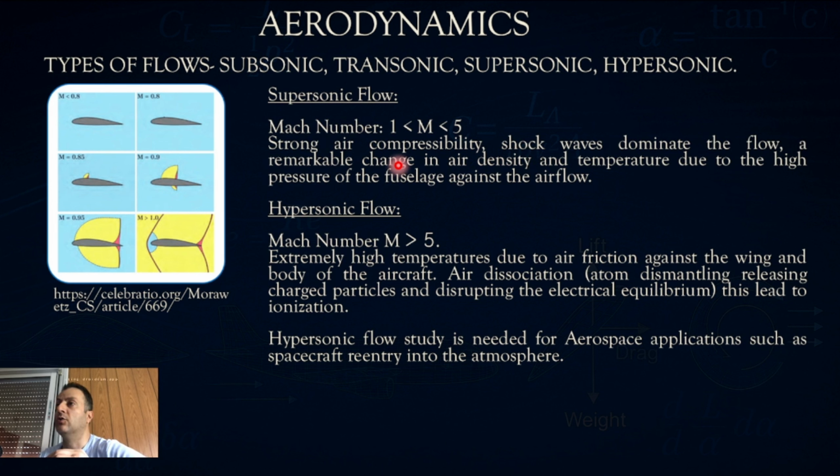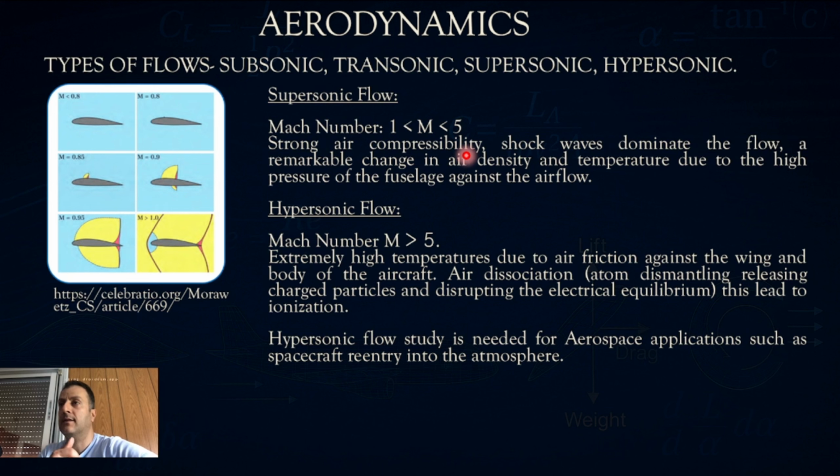A remarkable change in air density and temperature, what we spoke about, due to the high pressure of the fuselage against the airflow. So in other words, to put them in order, when you get M greater than 1 and less than 5, within this range, the air is being compressed, you get shock waves dominating the flow, and a remarkable change due to the pressure, because you are compressing the air as you go into that range of speed beyond the speed of sound.